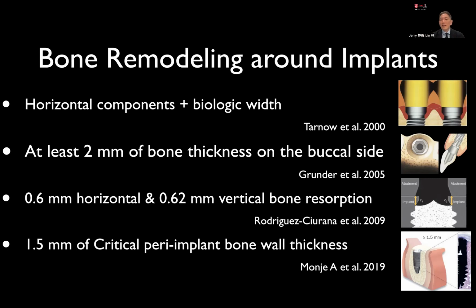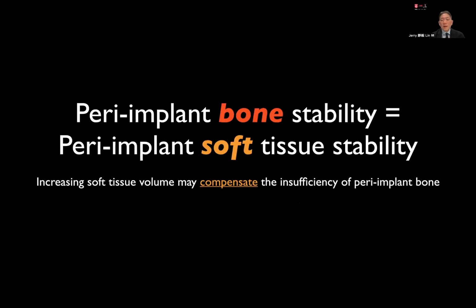In general, we need at least 1.5 millimeters of bone around implants. That's called the critical peri-implant bone wall thickness. So peri-implant bone stability equals peri-implant soft tissue stability. Why? Because the soft tissue is actually supported by the underlying bone.